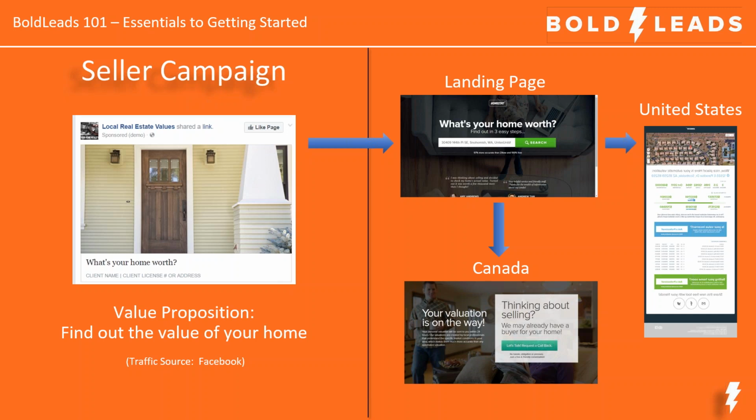On the bottom here for our Canadian agents, as we know, proprietary information cannot be shared like that, and you do have to look at the home before you even strike a value on it with a client. So instead we say, "Hey, thinking about selling, we may already have a buyer for your home. Let's talk." And this is the follow-up that they will receive. And then you can follow up with them after that point.